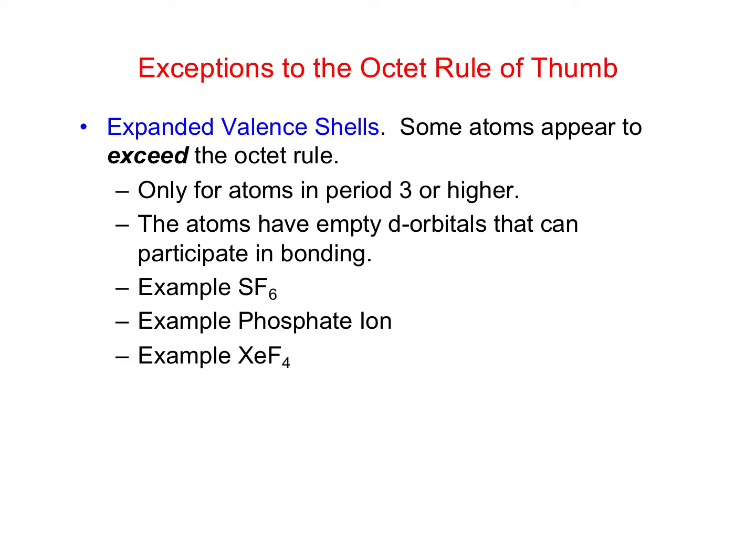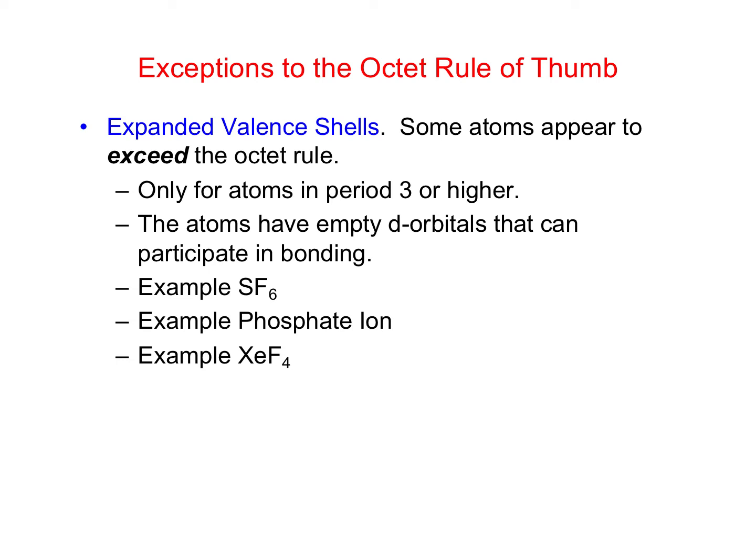Okay. The last exception we're going to look at are expanded valence shells. And so some atoms, I say appear, but they do exceed the octet rule. This only happens for atoms in the third period or higher values of the n quantum number, right? Where when I say period 3, that's the principal quantum number 3. The reason that's important is because of the types of orbitals that are allowed depending on the principal quantum number, right?